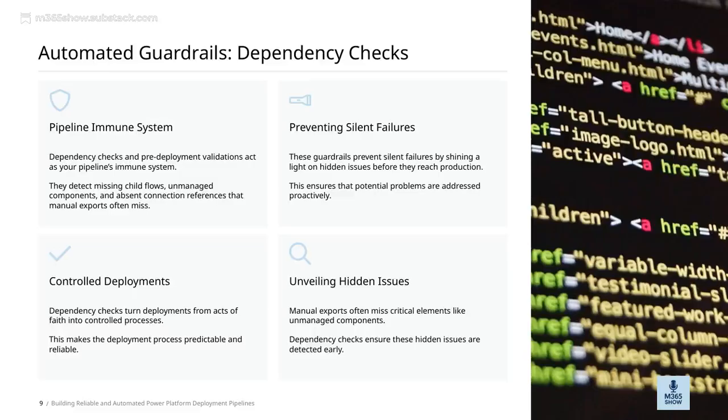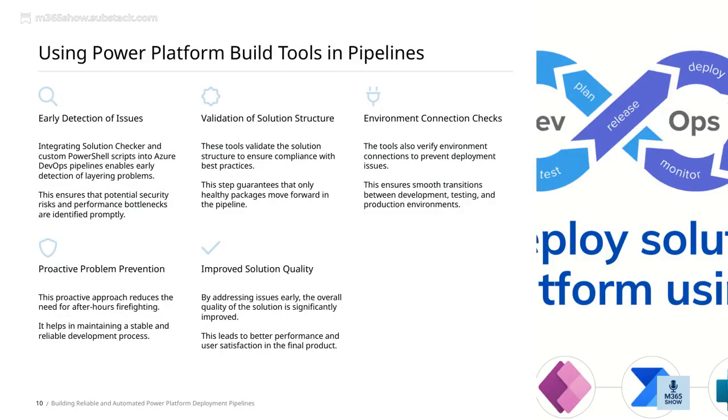They detect missing child flows, unmanaged components, and absent connection references, which are often overlooked during manual exports. By integrating these checks, we ensure that our deployment process is not only automated, but also resilient and trustworthy, aligning with our overall goal of building robust Power Platform solutions. Now, let's talk about using Power Platform build tools in our pipelines to build reliable and automated deployment processes.